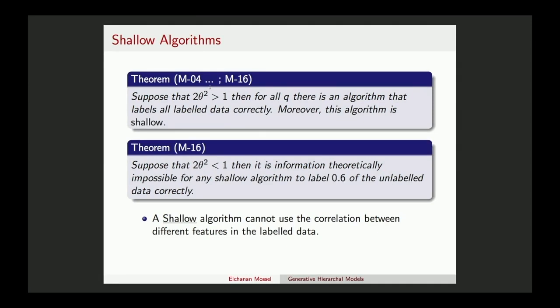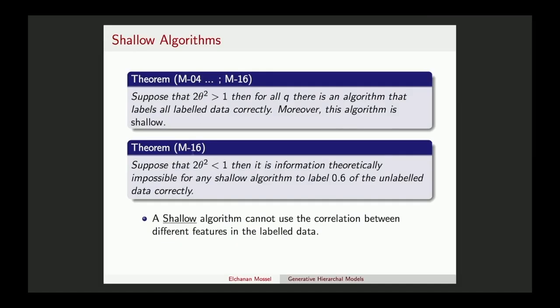I forgot some parameters. I didn't tell you what the sequence length is. The sequence length is not too big. The sequence length is proportional to the depth of the tree. This is important for this result. So suppose that 2 theta squared is bigger than 1, then for all Q there's an algorithm that labels all the unlabeled data correctly. Moreover, this algorithm is shallow. I'll explain what shallow is in a second. And on the other hand, suppose 2 theta squared is less than 1, then it is information theoretically impossible for shallow algorithms to label more than half of the data correctly, between the cats and the dogs.